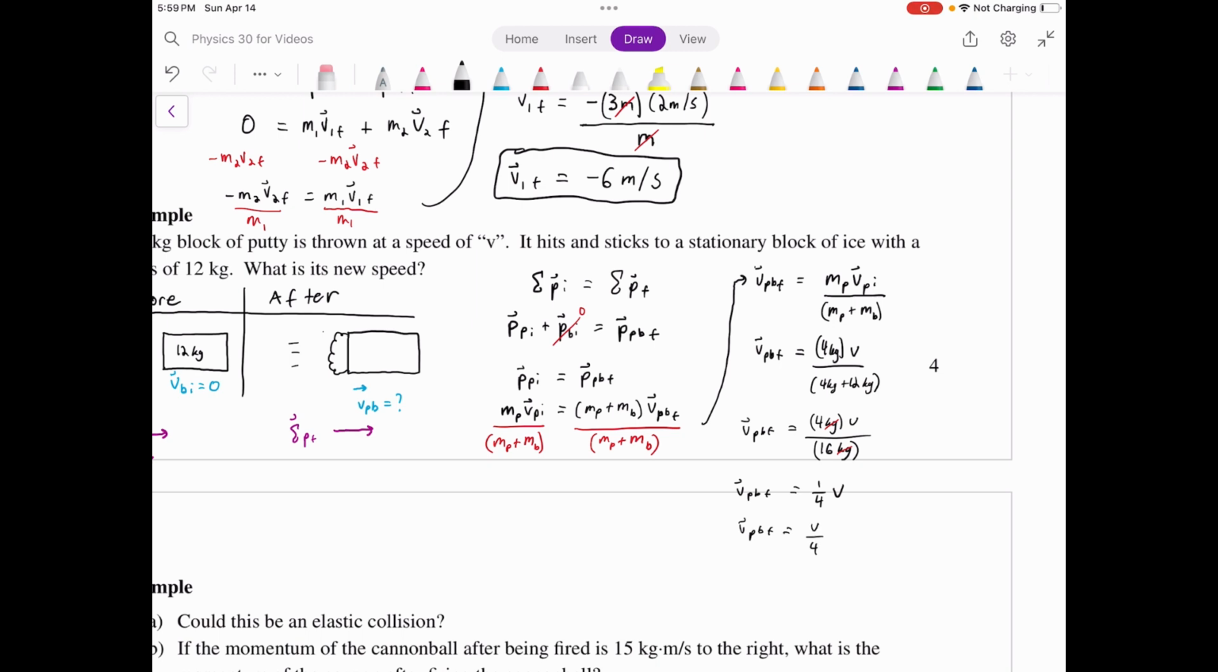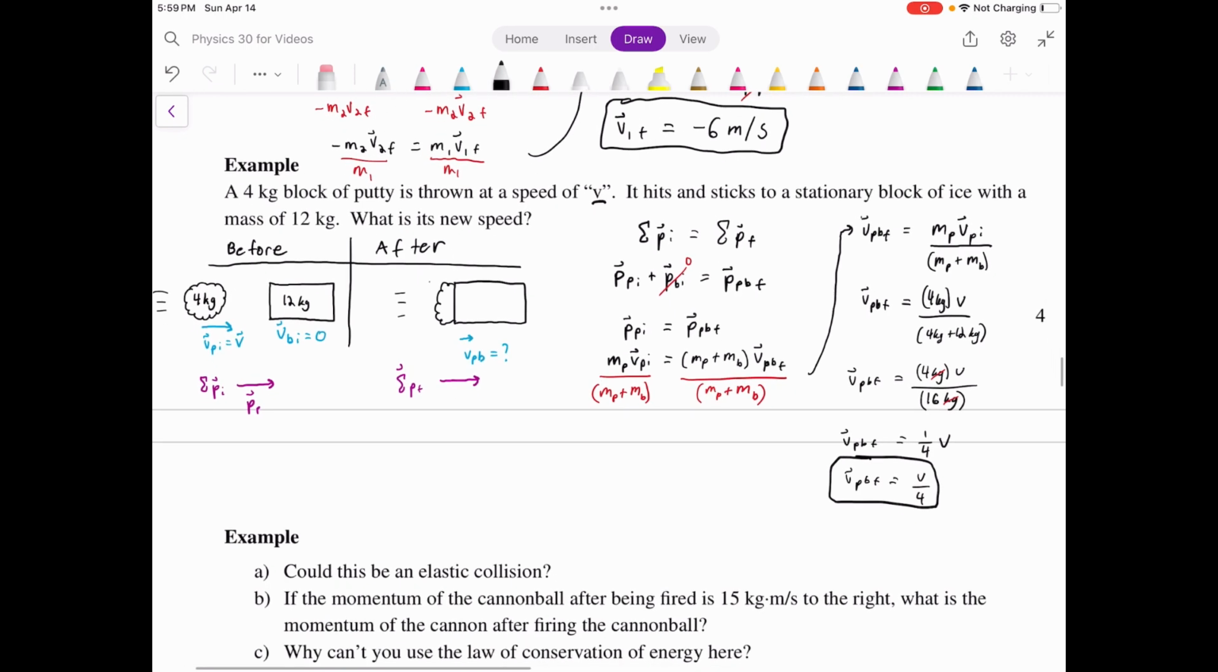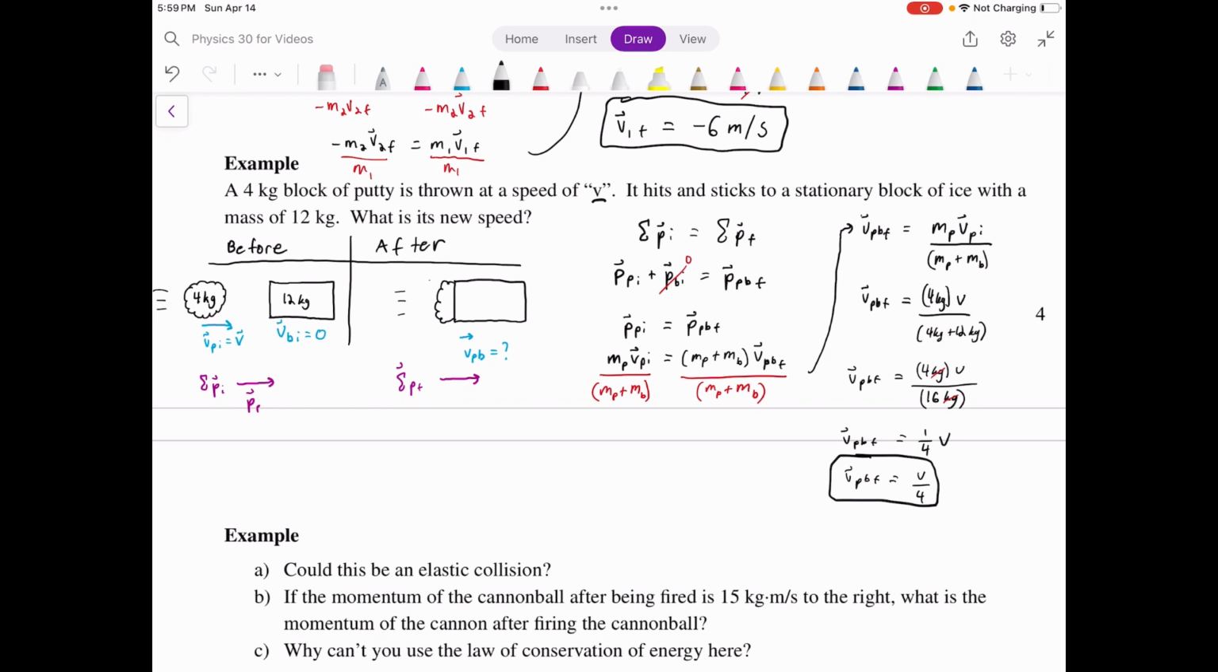Now again, we can't get an actual number because they didn't tell us how fast it was moving initially. But however fast it was moving initially here, we know that together they will be moving 1/4 as fast. So if it was moving 100 meters per second, it's now moving 25 meters per second, for example, right? If it was moving 8 meters per second, it's now moving 2 meters per second together as a system. Okay, so we can't get a number, but we can get that it's 1/4 as large. Makes sense because the moving mass became 4 times larger. So for momentum to be conserved, the velocity must have gotten 4 times smaller.